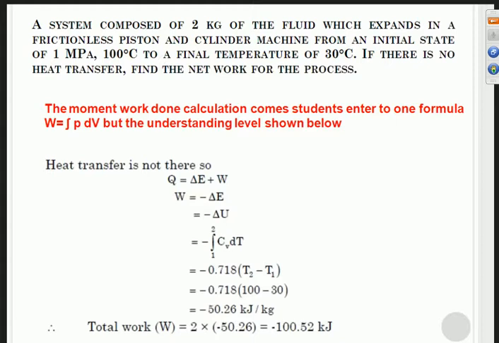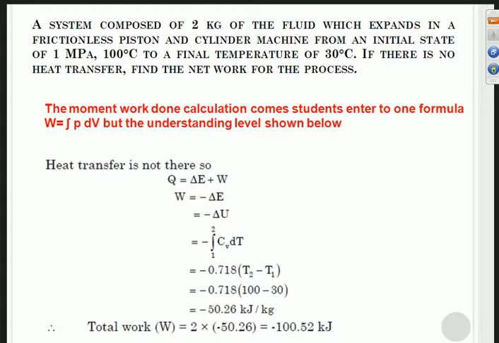In this example, if you closely observe, find the net work done. Students often rush to solve the problem immediately, as though they think that they know everything. So often they attempt it like this. The moment the work done calculation comes up, they start thinking of the formula W is equal to integral PdV, which is represented in many textbooks. But the understanding level is given below.